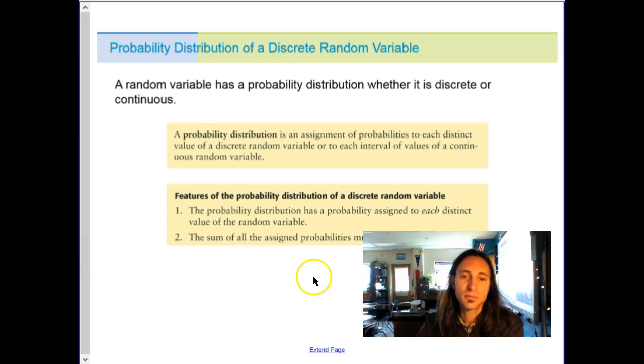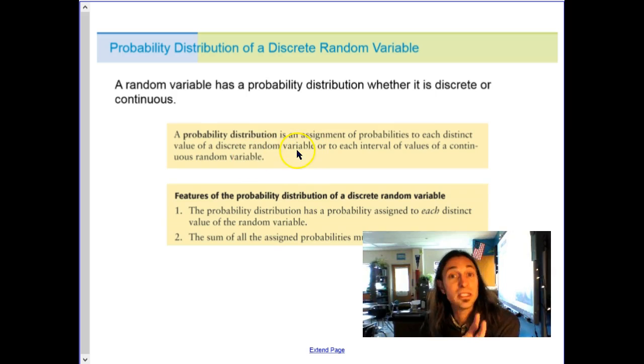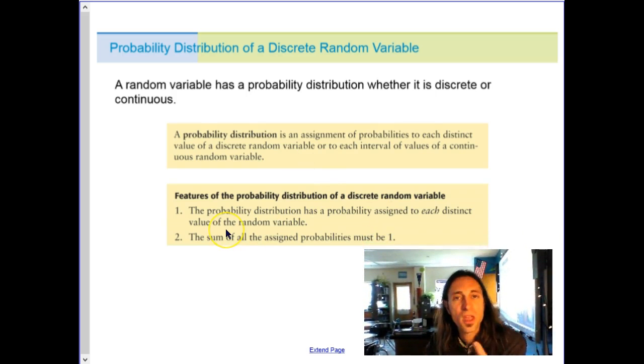So let's dive into this for a second. When we talk about a probability distribution, we assign a probability to each distinct value that a variable can hold. And we've already done examples of this. We make columns and tables, and you're going to see it's quite familiar in just a second. What you have to remember is the sum of all the assigned probabilities must be 1, and the probability is assigned to each distinct value of the random variable. And this is what it really looks like.